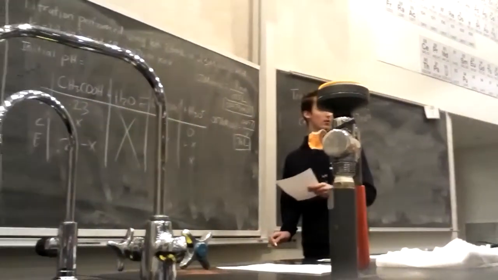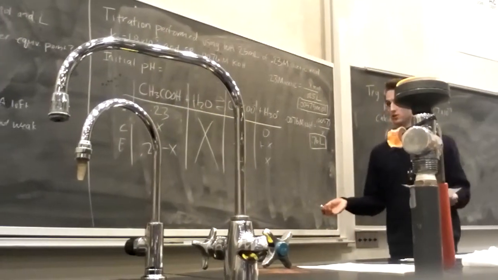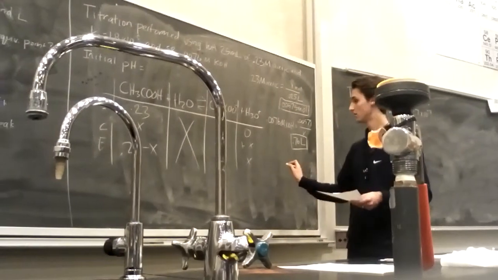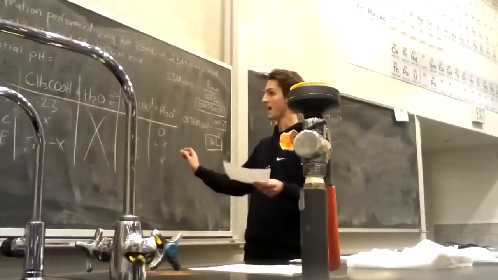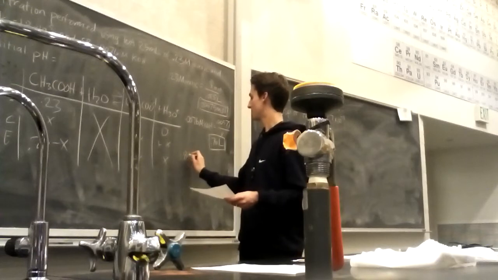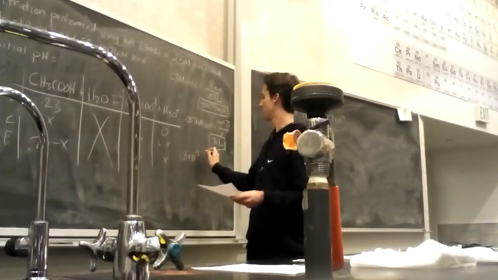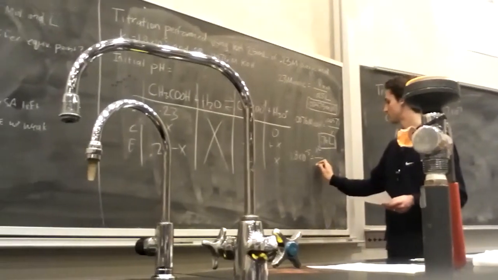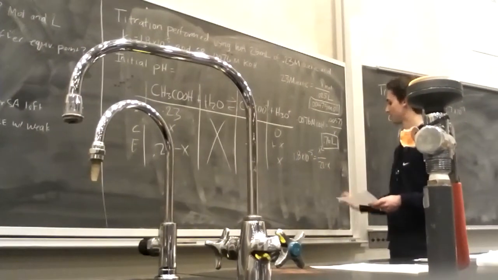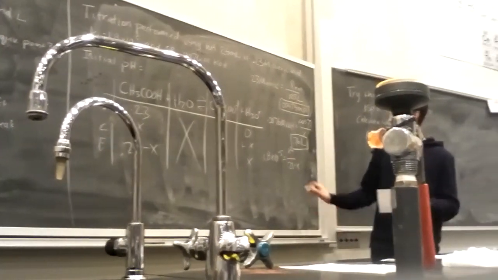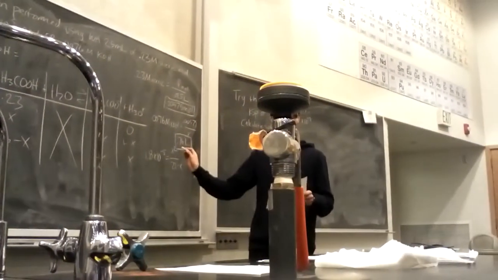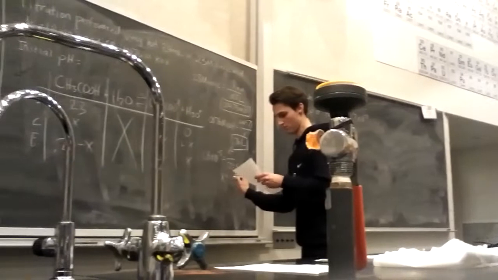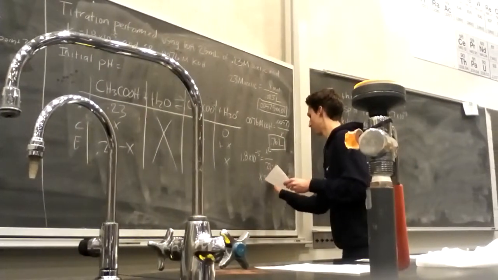Okay? So now you're going to want to set up your expression. I'm running out of room here. So your Ka, 1.8 times 10 to the negative 5, is going to be equal to x squared over 0.23 minus x. Solve that out. X equals 0.00203.